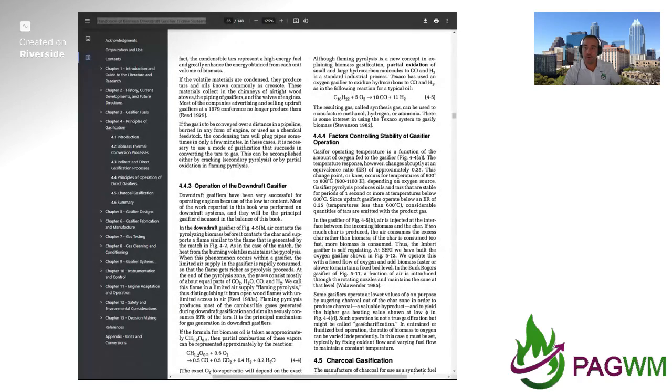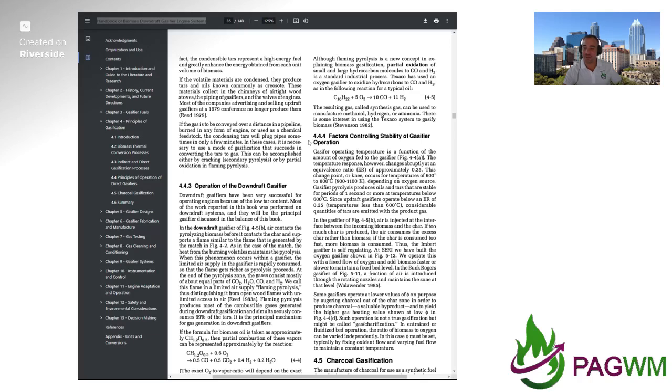Although flaming pyrolysis is a new concept explaining biomass gasification, partial oxidation of small and large hydrocarbon molecules to carbon monoxide and hydrogen is a standard industrial process. Texaco has used an oxygen gasifier to oxidize hydrocarbons to carbon monoxide and hydrogen, as in the following reactions for a typical oil, formula below. The resulting gas, called synthesis gas, can be used to manufacture methanol, hydrogen, or ammonia. There is some interest in using the Texaco system to gasify biomass, and that's from 1982.